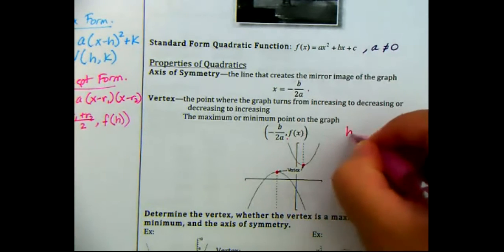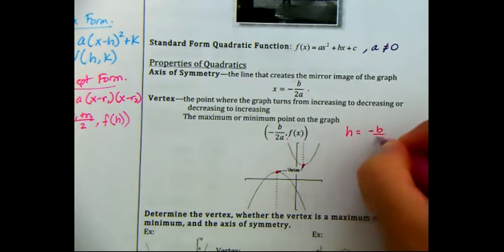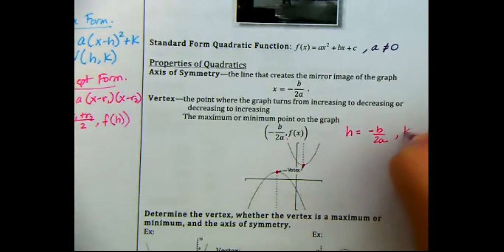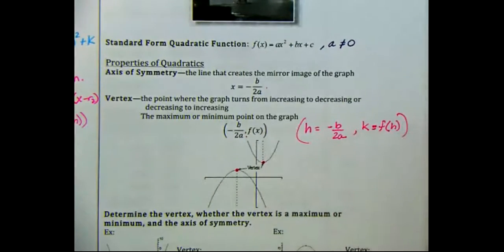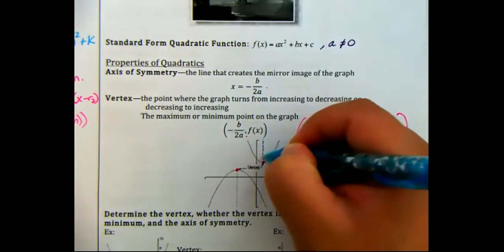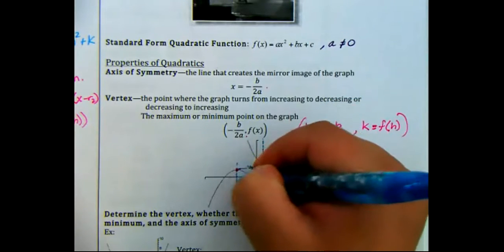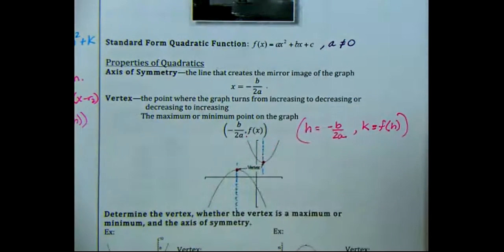So we can say that h is found by doing negative b over 2a, and k is found by doing f of our x, or f of h, right? That would essentially be the gist of it. I'm hoping that most of this is ringing a bell to you guys. Okay, for our axis of symmetry here.